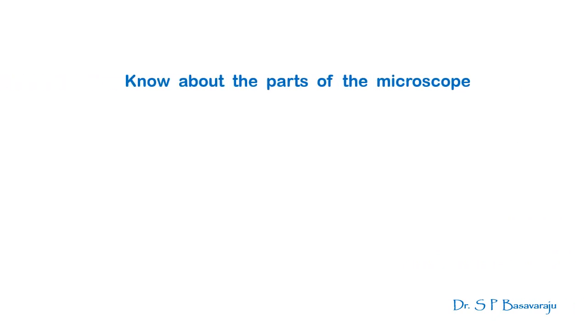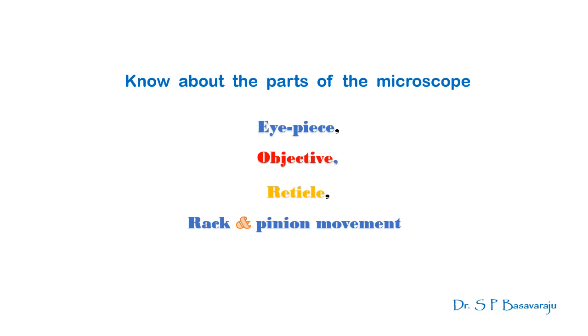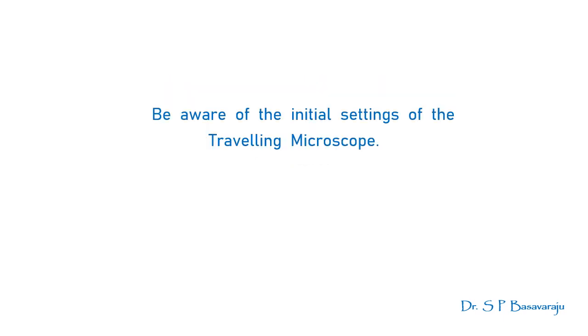First of all, you must be knowing about its individual parts such as eyepiece, objective, reticle, and also about the rack and pinion movement. That knowledge will help you foresee the problems and then getting the rings without much difficulty. That's one part. The other part is to be aware how you must set the traveling microscope ready for taking readings. Without initializing the settings in the traveling microscope, things will certainly go wrong later. And at the end, your observations may give you just the headache instead of any sensible result.